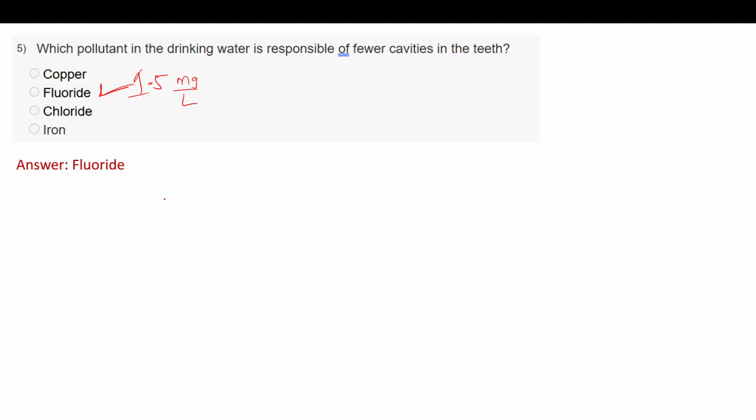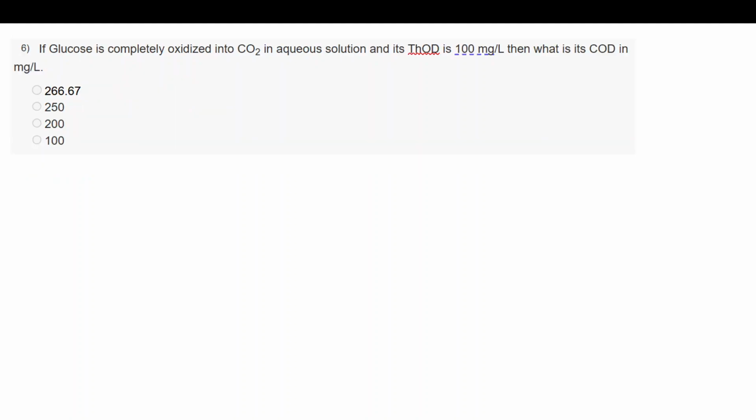So it can produce fluorapatites and it can make the teeth even brittle and it can even cause your bones to be brittle. So if above 1.5 ppm, it can cause cavities and it can cause harmful impacts to your bone and your teeth.